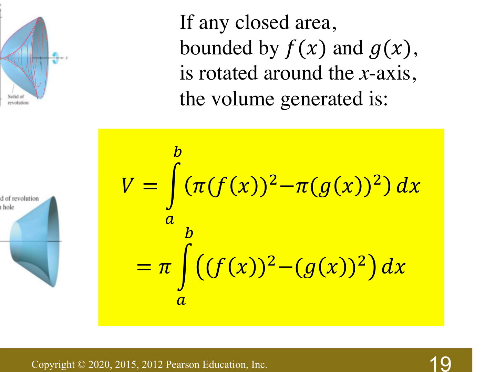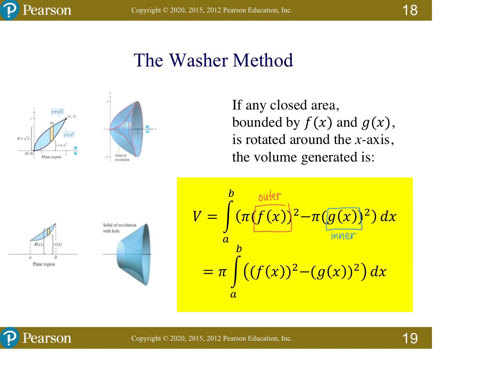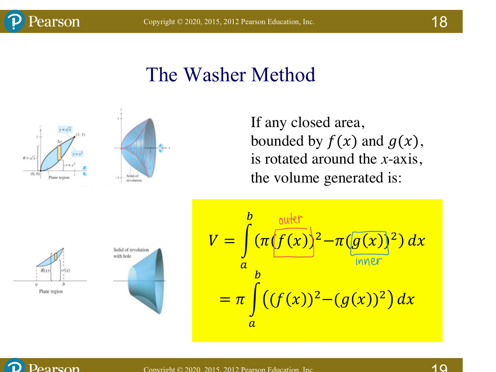So f of x would be what we call the outer radius. Don't forget to square it. And then g of x would be what we call the inner radius, formed by a different curve. In other words, the lower one. The outer minus the inner, or the upper minus the lower, if you want to think of it that way. And then you subtract them. You could factor the pi out of both of them if you want, since they both have pi in common.